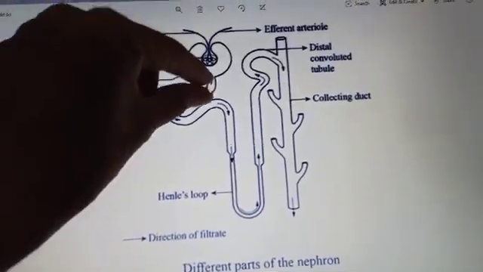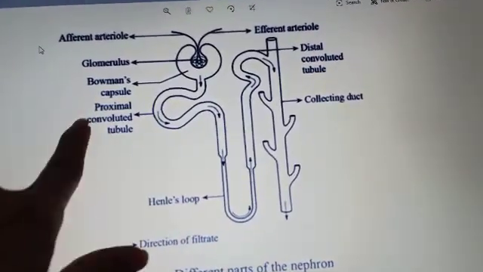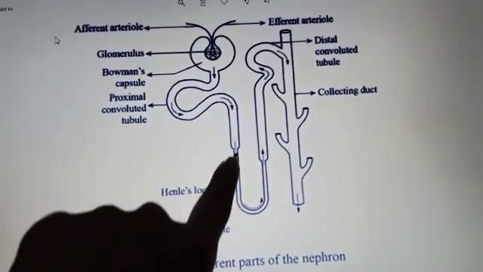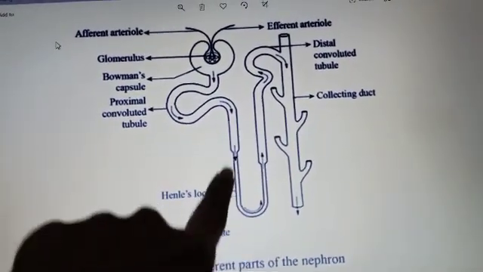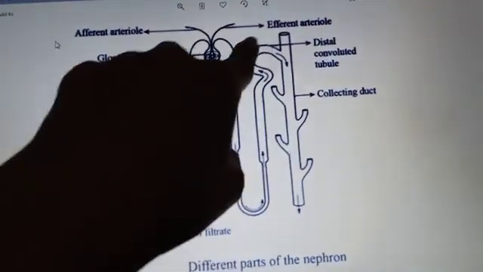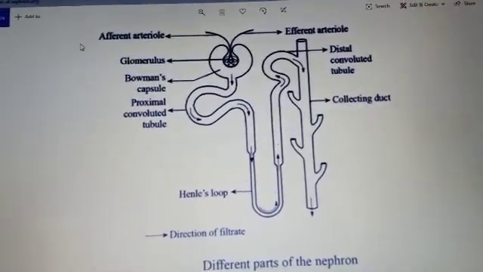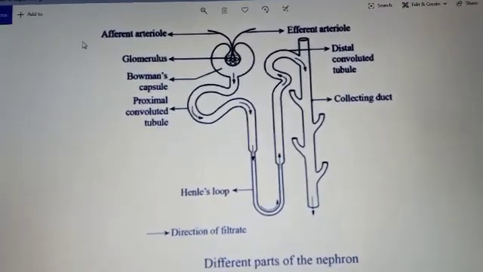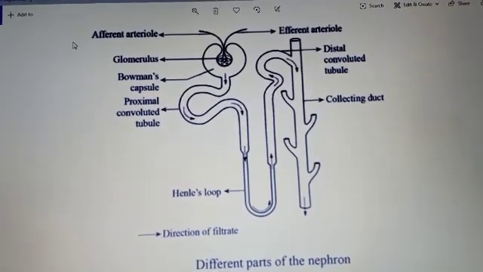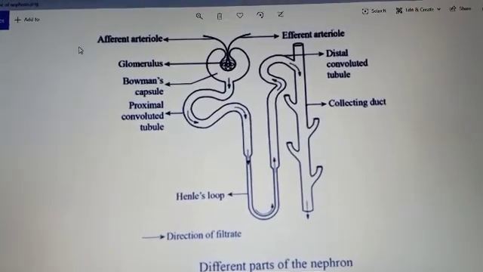Then this short portion is known as the neck, and then after it is converted into the proximal convoluted tubule. Then after, this loop-shaped structure is called the Henle's loop. This Henle's loop goes on and then it is converted into the collecting tube. Here you have to mention the Bowman's capsule, glomerulus, proximal convoluted tubule, Henle's loop, distal convoluted tubule and collecting duct.